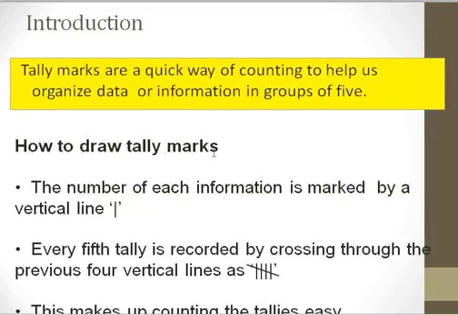So, how do we draw tally marks? The number of each piece of information is marked by a vertical line like that. So this is the first vertical line in our counting of any data, any information. When we count 4 of these vertical lines, the fifth one will cross them together this way. So, every fifth tally is recorded by crossing through the previous 4 vertical lines. This makes counting the tallies easy.